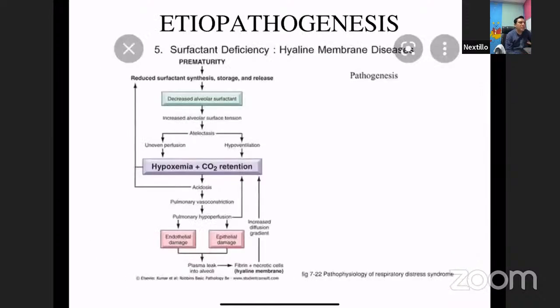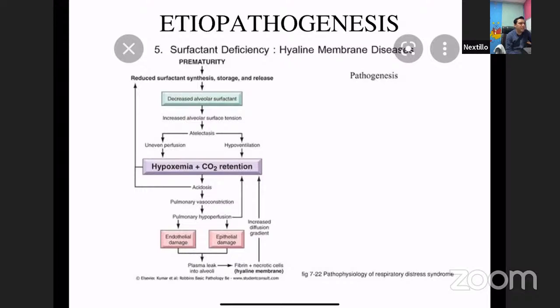So what is the etiopathogenesis of surfactant deficiency or hyaline membrane disease? In prematurity, there is reduced surfactant synthesis, or reduced storage and release, which leads to decreased alveolar surfactant, leading to increased surface tension inside the alveoli. So this leads to atelectasis. What is atelectasis? In atelectasis, there is collapse of a part of the alveoli or a part of the lung, leading to VQ mismatch. What is VQ mismatch? There is uneven perfusion and hypoventilation. This leads to hypoxemia and CO2 retention.